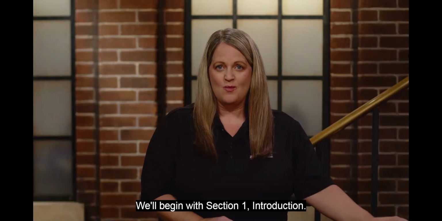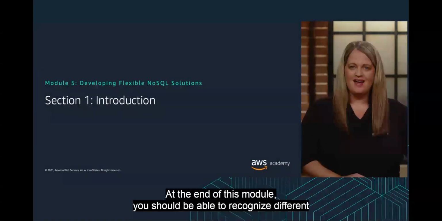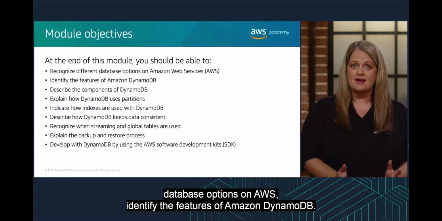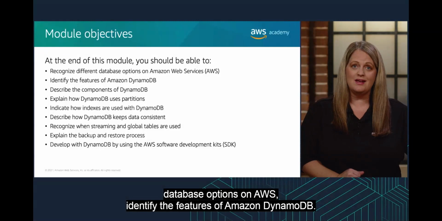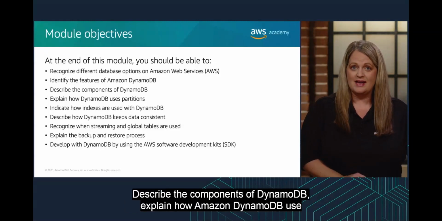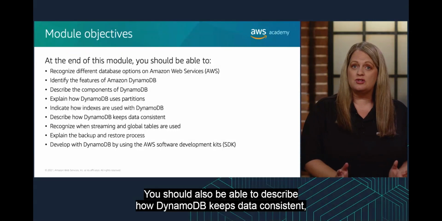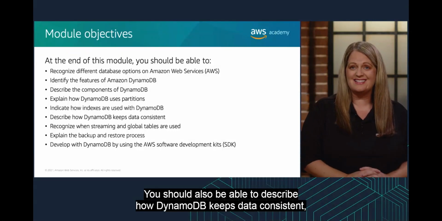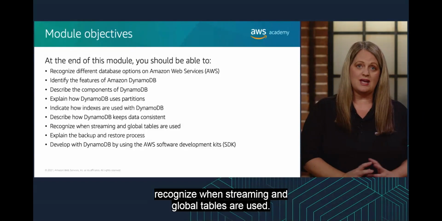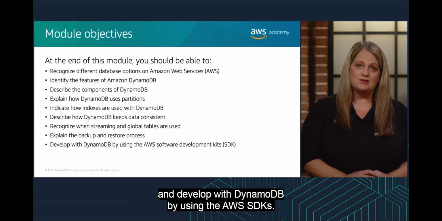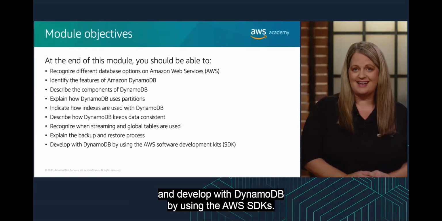Welcome to Module 5, Developing Flexible NoSQL Solutions. We'll begin with Section 1, Introduction. At the end of this module, you should be able to recognize different database options on AWS, identify the features of Amazon DynamoDB, describe the components of DynamoDB, explain how Amazon DynamoDB uses partitions, and indicate how indexes are used with DynamoDB. You should also be able to describe how DynamoDB keeps data consistent, recognize when streaming and global tables are used, explain the backup and restore process, and develop with DynamoDB by using the AWS SDKs.